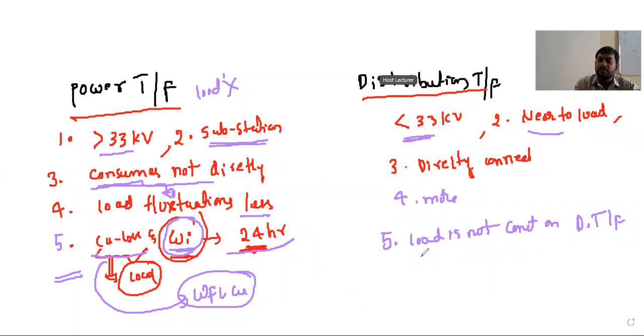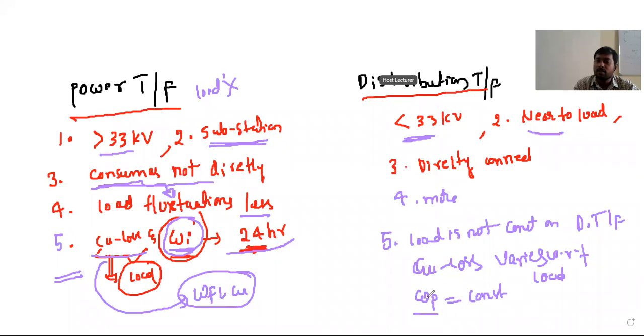That's why these copper losses vary with respect to load. Copper losses vary with respect to load, but iron losses are always constant. Whether the load is present or not present, iron losses are always constant.